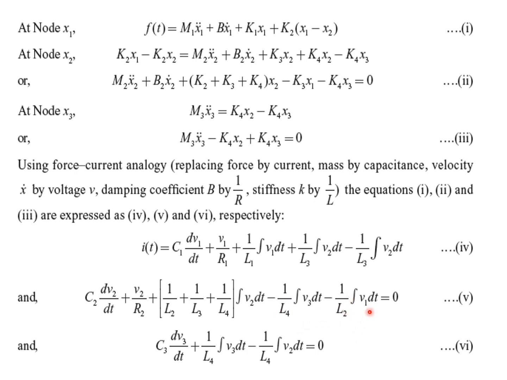minus 1 by L2 integral of V1 dt. And similarly for the next equation we have C3 dV3 by dt plus 1 by L4 integral of V3 dt minus 1 by L4 integral of V2 dt is equal to 0. So these are the force current equations using the analogy.